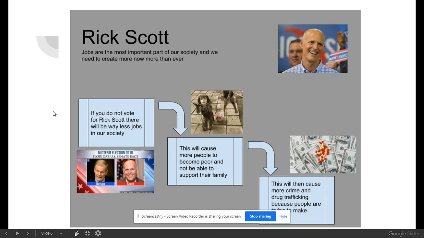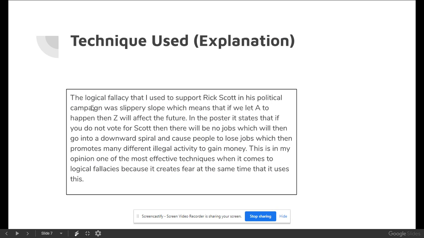Last one, Rick Scott, Florida. Jobs are the most important part of our society. So if you don't vote for Rick Scott, there are going to be fewer jobs. This will cause more poor people, and this will lead to crime and more drugs, right? The logical fallacy being used is the slippery slope. If you let this happen, then this happens, and this happens, and then, oh my goodness, just because you didn't vote for this one individual, society crumbles.